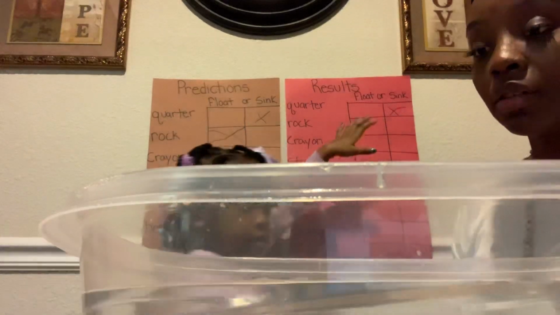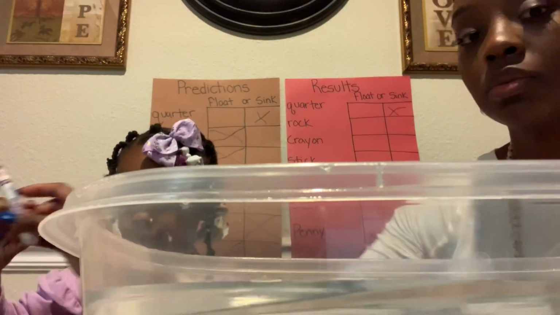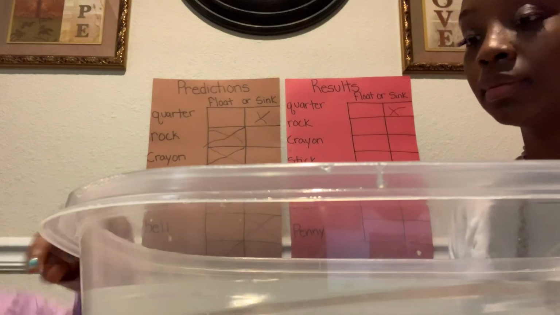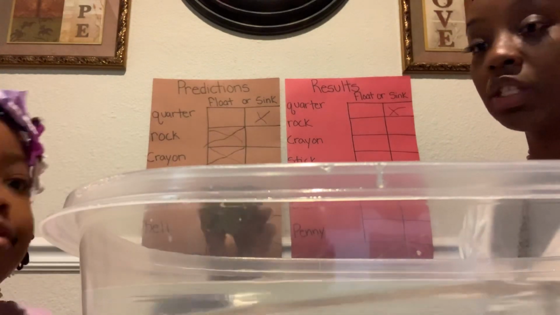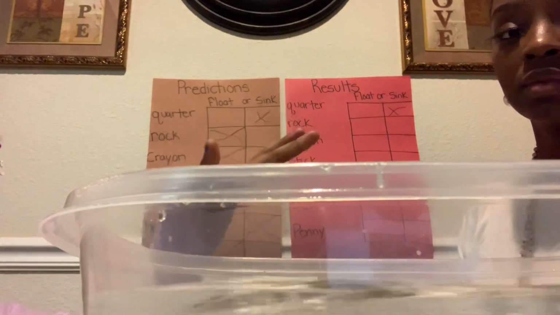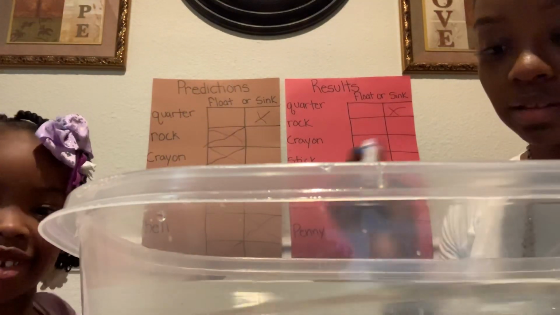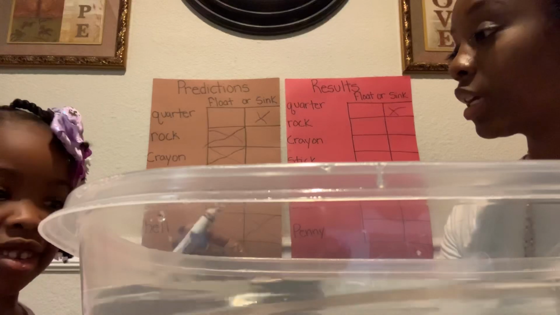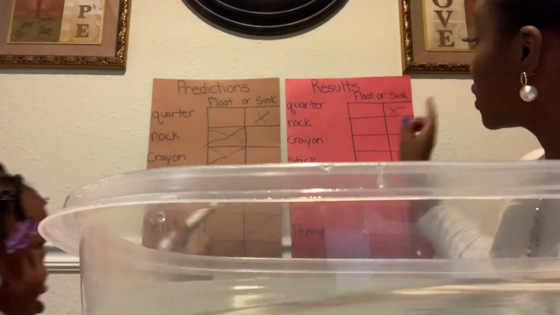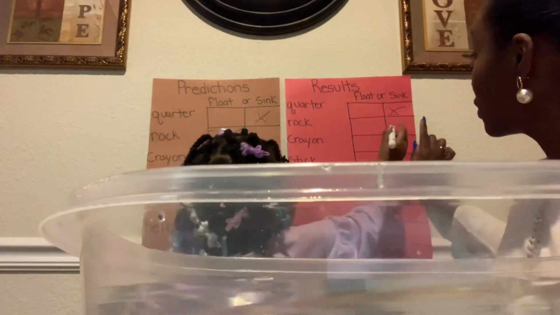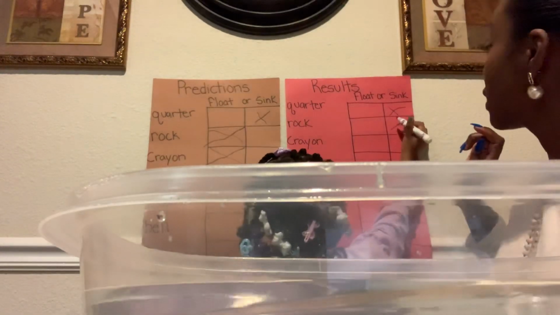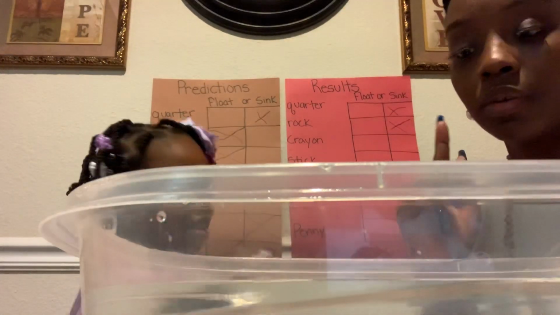Very good job. Now next we're going to do the rock. Get the rock. And I want you to put it in the water and you tell me if it sinks or if it floats. What did it do? Sink. It sank. It sank to the bottom. Okay, so now I need you to write if the rock, did it sink or did it float? Sink. It sank. Sank to the bottom of the water.